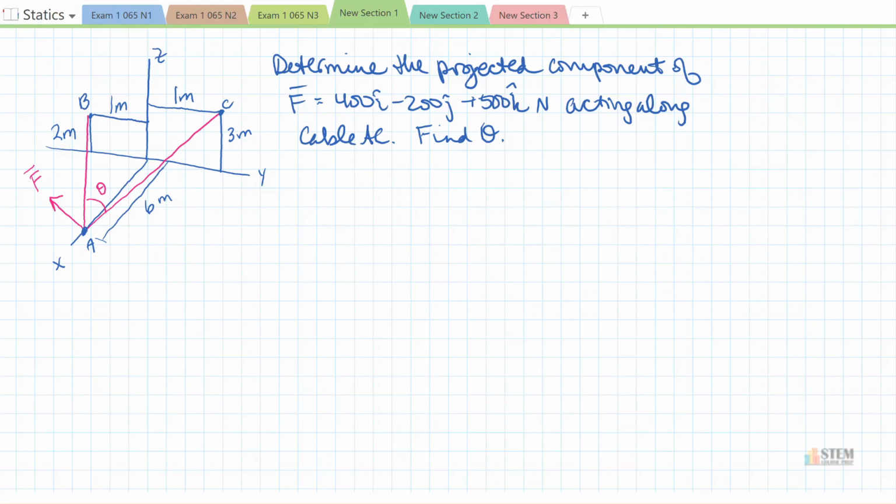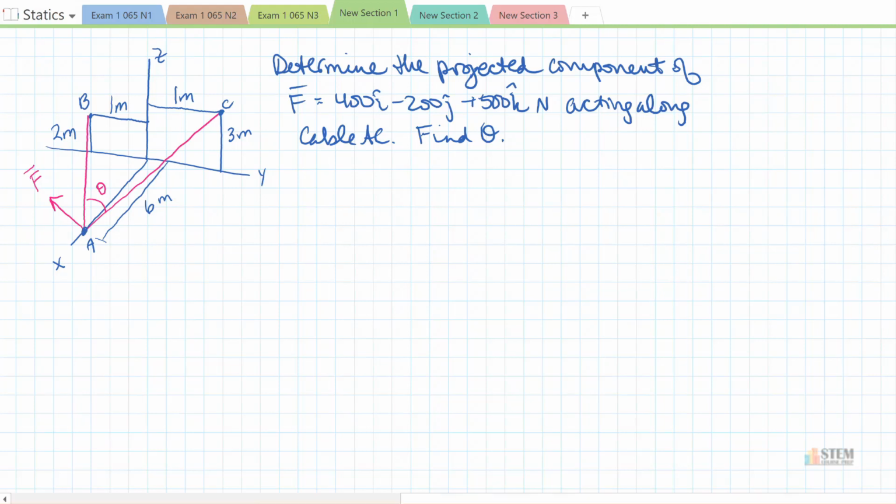So first, let's go over what projected component means. What is that asking for? Basically, it wants to know what is the component of this force vector F that's parallel to cable AB. That's what it's wanting, okay? And that always confuses people, but you guys have been finding a projected component the whole semester.